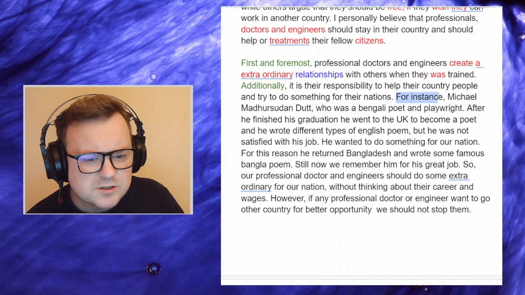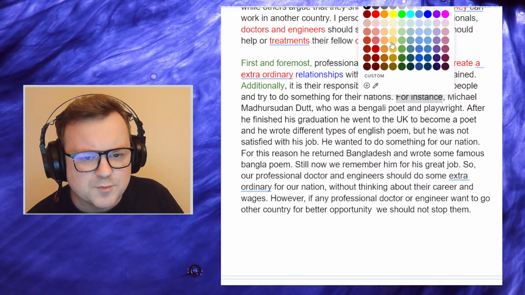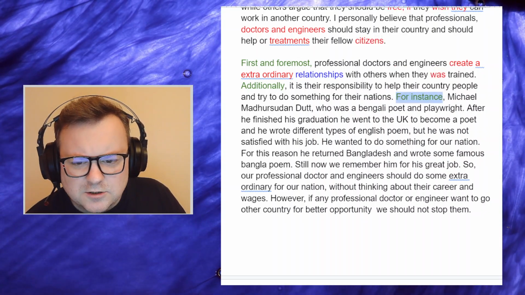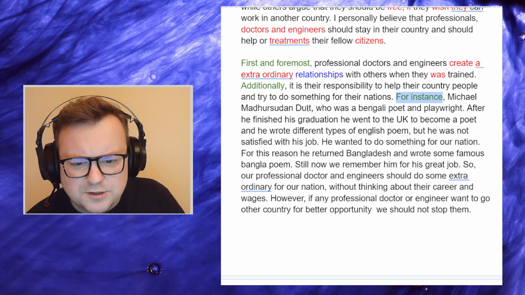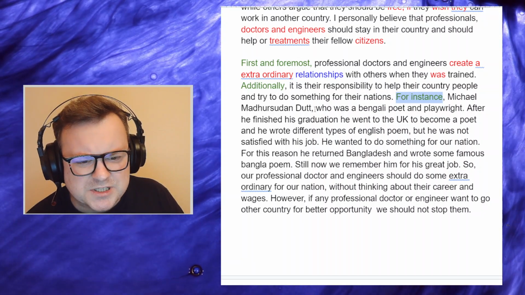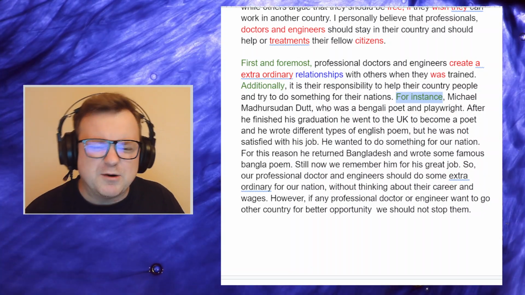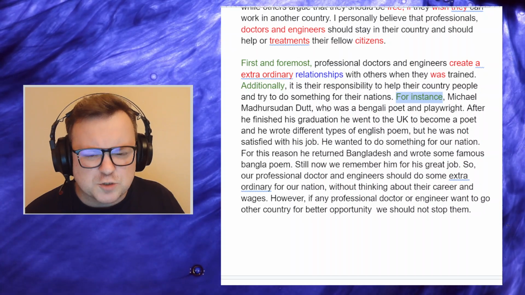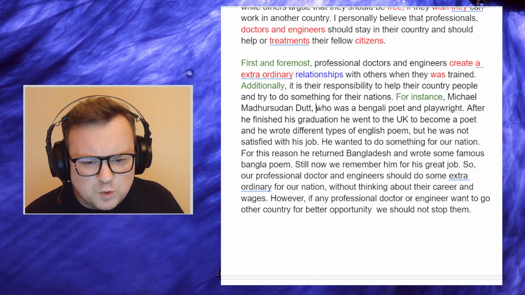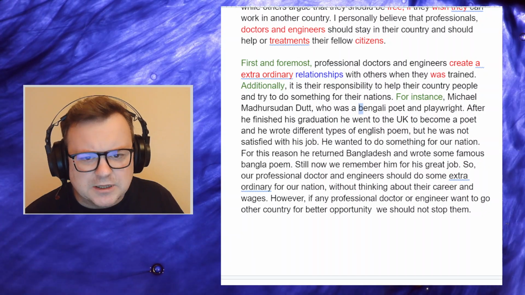For instance, okay, good signposting language. Michael Madhusudan Dutt. This just feels far too specific. Are we going to really... That's not how academic arguments work. We don't just point to one poet who was a Bengali poet. We need a capital letter with Bengali.